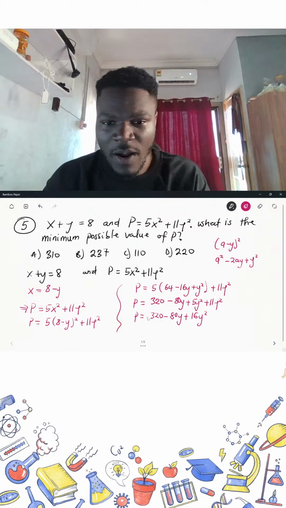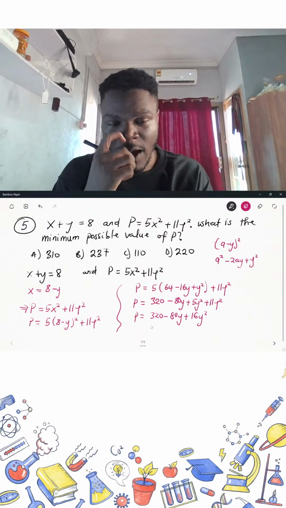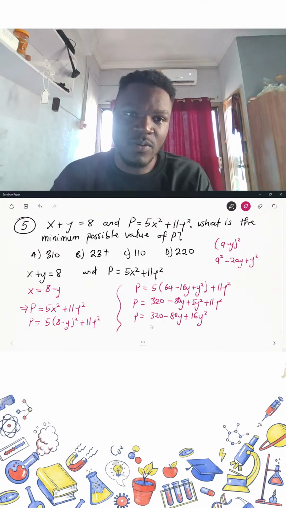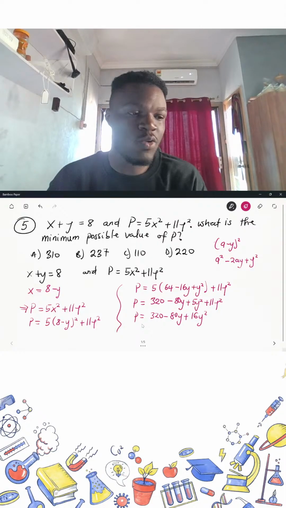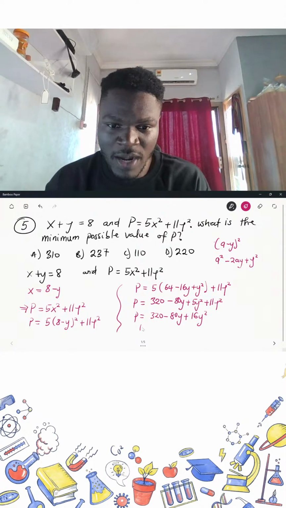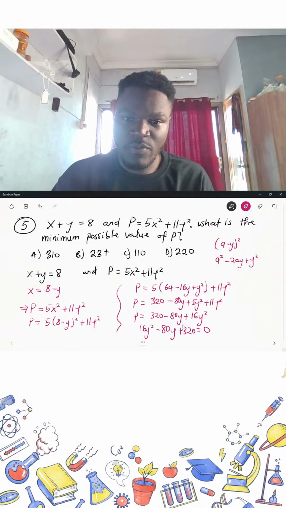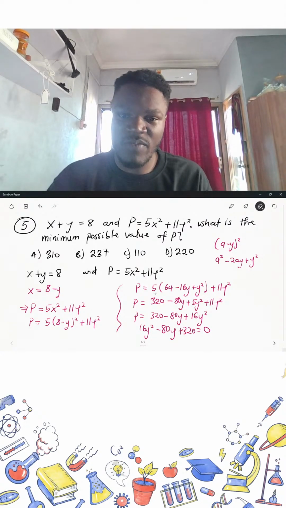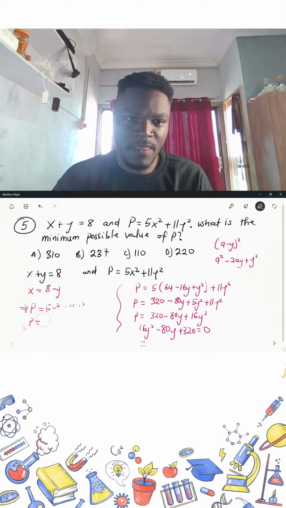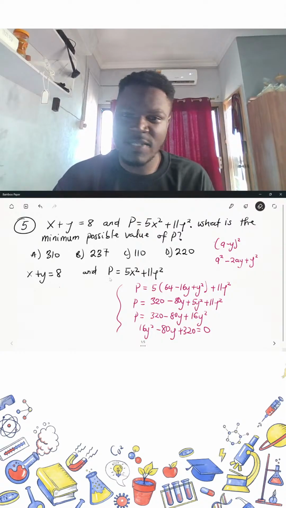Okay. So now I have this expression. Now for the minimum value, the possible minimum value of p will be when this expression is equal to 0. Are we okay? So I'm rewriting the 16y squared minus 80y plus 320 is equal to 0. This is a quadratic equation. So if we solve this, we'll get our minimum value for p. All right, so let's proceed.